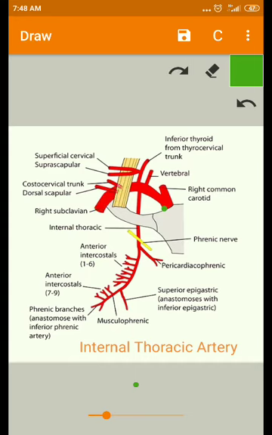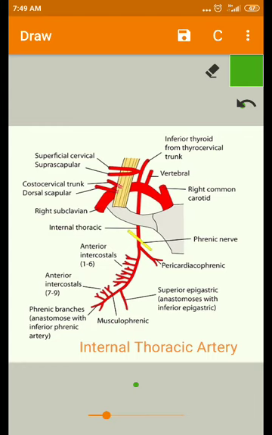So this subclavian artery is divided into three parts based on the presence of this scalenus anterior muscle. This is called the scalenus anterior muscle. This is one of the neck muscles, which is inserting on the first rib. So because of this muscle, the subclavian artery is divided into three parts.